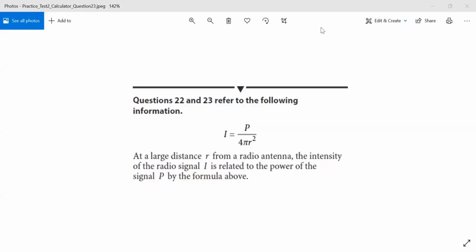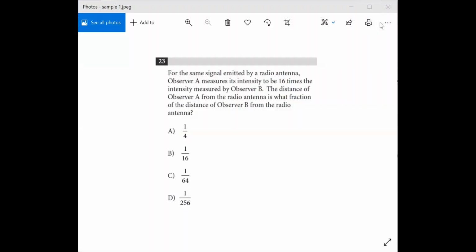Okay, so in this question, we're given a formula, and in this formula, R is the distance from an antenna, I is the intensity, and P is the signal power. So that's our formula. I will show you the next part of the question. So here is the other part.